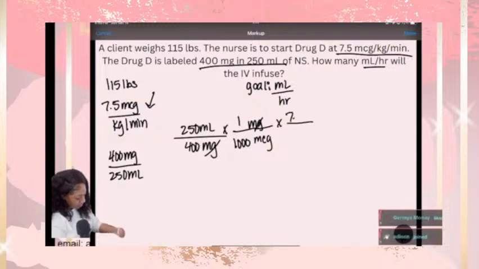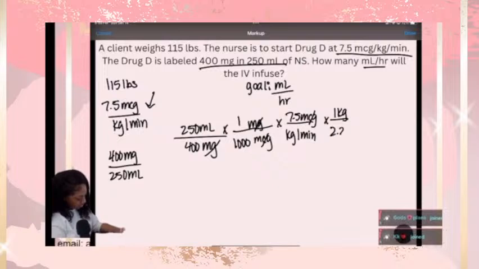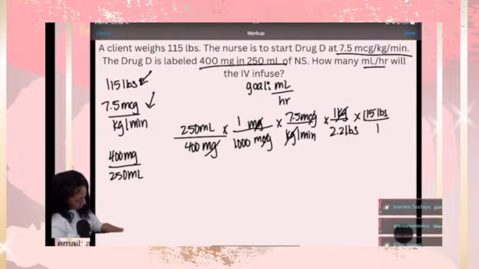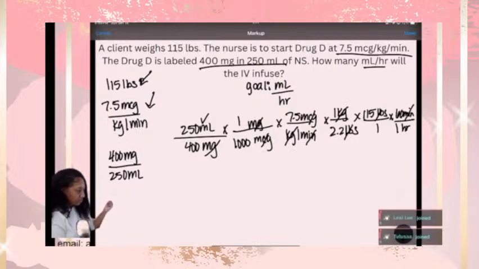Micrograms, we'll put 7.5 micrograms over kilograms per minute, okay? Then we got 1 kg is 2.2 pounds, because our weight is in pounds and we need kilograms. So kilograms are now gone. And 115 over 1. What we have on the top is milliliter, and on the bottom is minute, so we need one last conversion: 60 minutes over 1 hour. Okay?